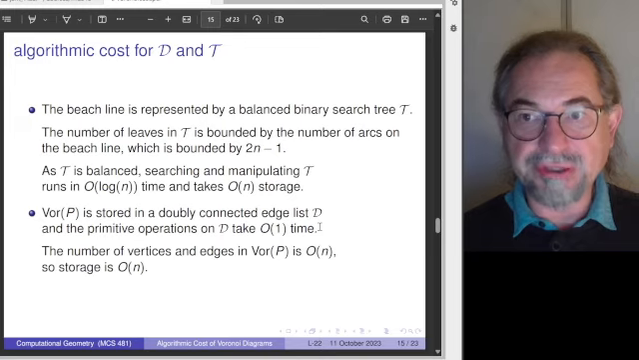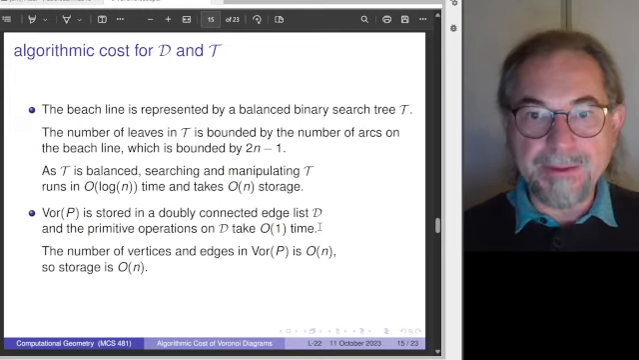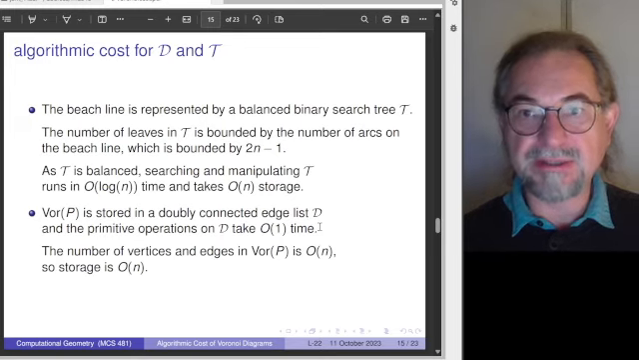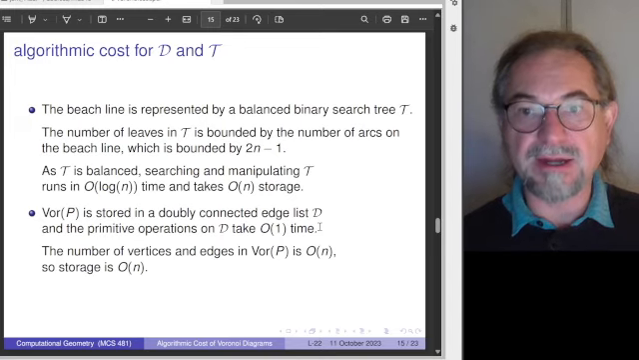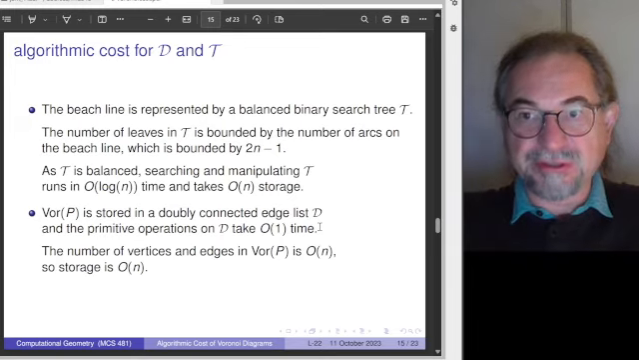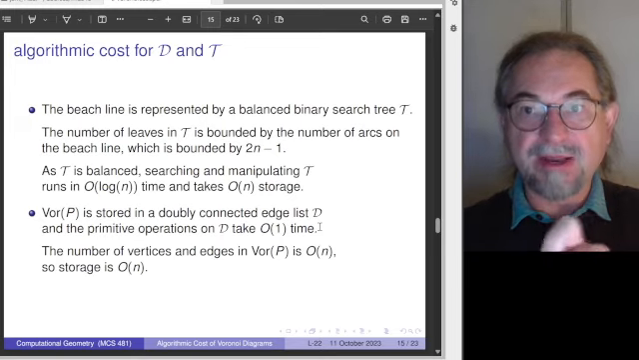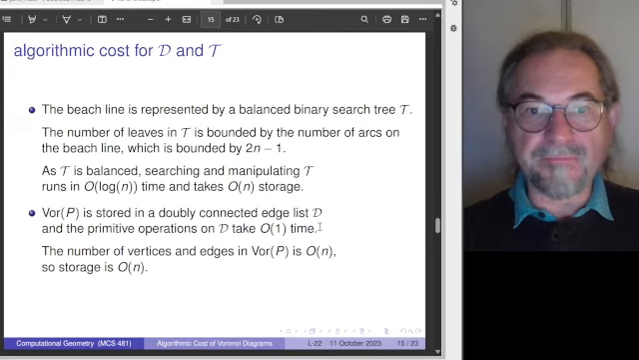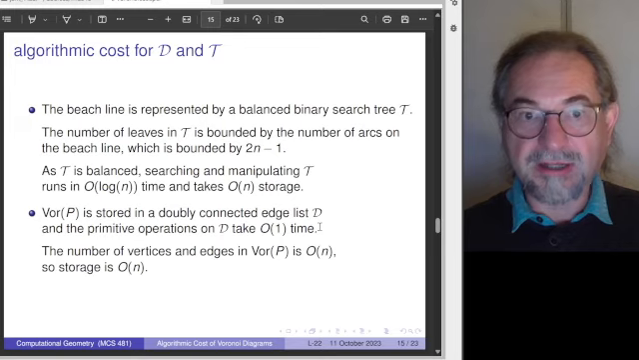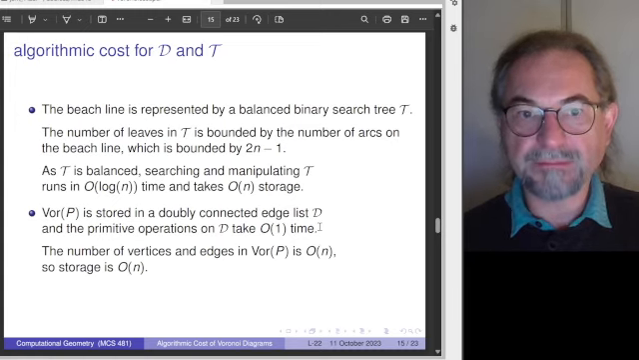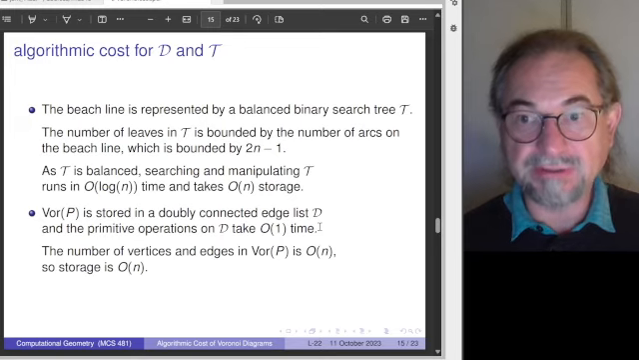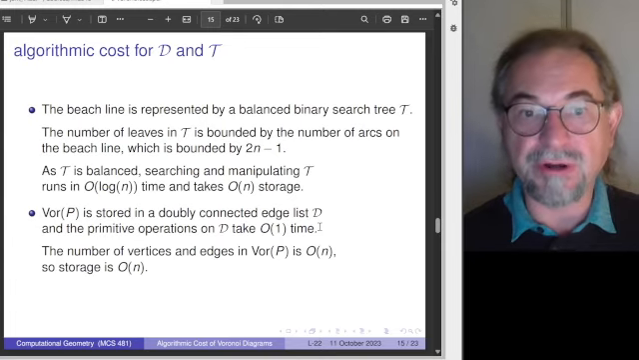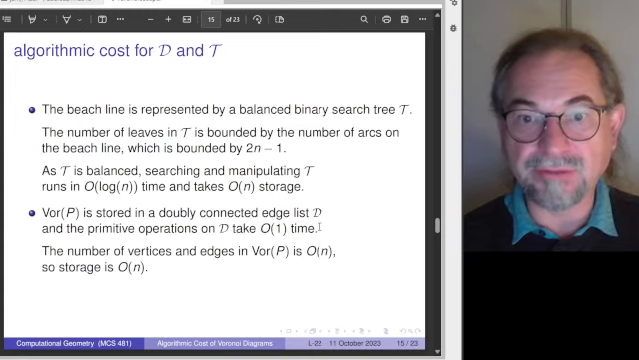The balanced binary search tree stores the x coordinates. The number of arcs on this beach line is at most 2n minus 1. How could you see this? Well, we could have our first point, which makes a very large parabola, and then we have all sites coming in that break that one parabola. For every site, we have a parabolic arc, and on the beach line, we can have at most 2n minus 1 arcs. So the fact that we have only that many leaves means that searching this balanced binary search tree runs in logarithmic time. It also takes an amount of storage that is linear.